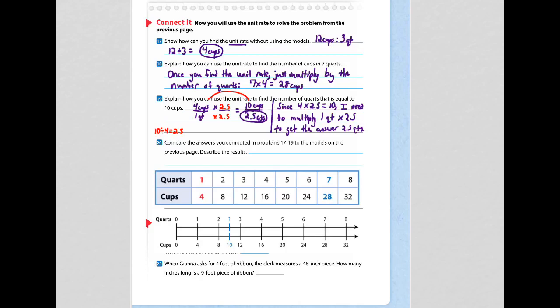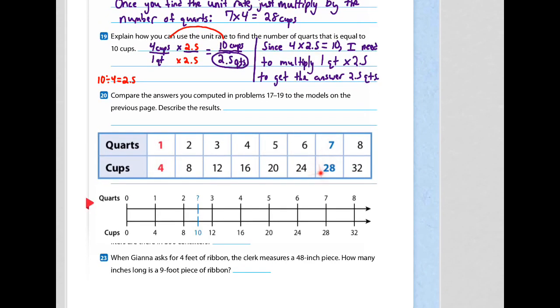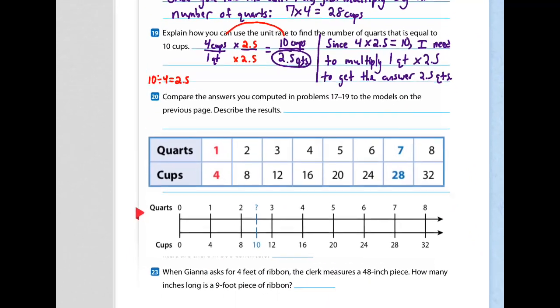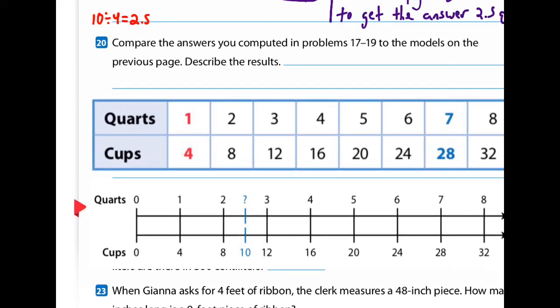18. Once you find the unit rate, just multiply it by the number of quarts. We figured out there were 28 cups in 7 quarts. Okay, and in 19, explain how you can use the unit rate to find the number of quarts. Now remember in this one here, I had to figure out 4 times what is 10. We figured out it was 2.5. And then we did 1 times 2.5 to get 2.5. Now we have the same answer down here, remember, but we did it a different way.